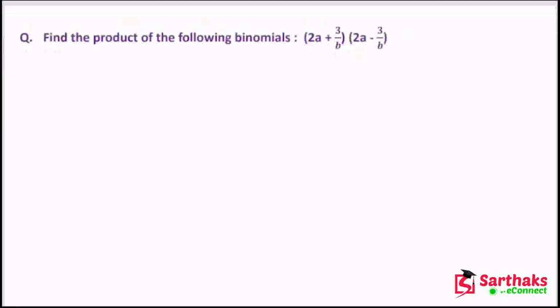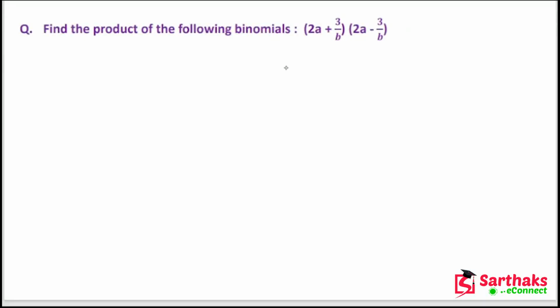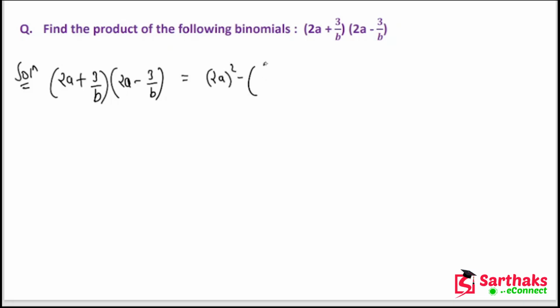Okay, so the next question is 2a plus 3 upon b into 2a minus 3 upon b. Again the same question, a plus b into a minus b, so that is what we have to calculate. Now again let us try it. So 2a plus 3 upon b into 2a minus 3 upon b, it will be 2a square minus 3 upon b whole square.